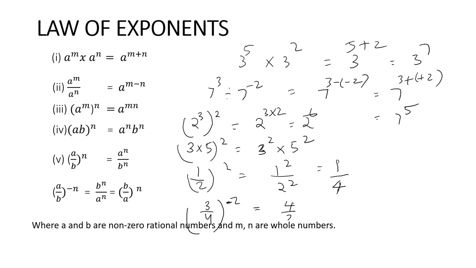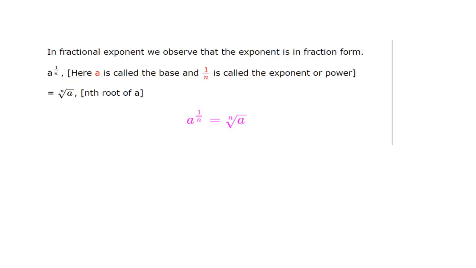Just take the reciprocal and then put 2. That is 4 by 3 the whole square. Now you can find out the value. 4 square, 4 into 4 is 16, and 3 square is 3 into 3, that is 9.